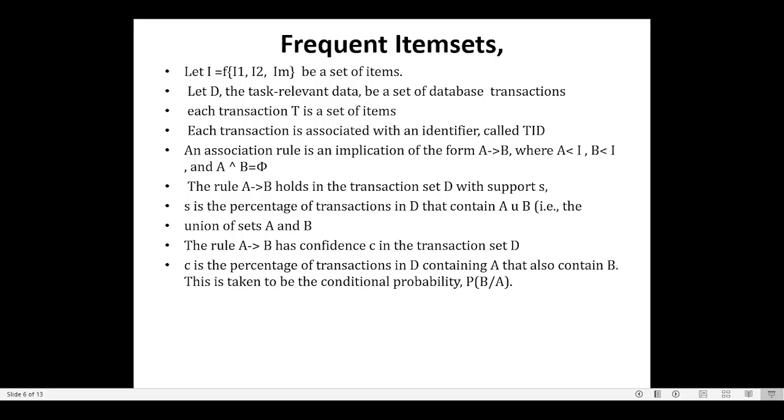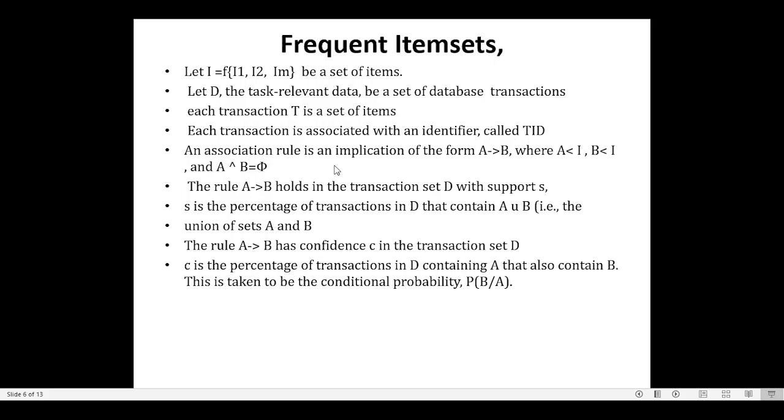Now let us understand frequent item sets and how they are denoted. Let I = {I1, I2, ..., Im} be a set of items, and D be the task relevant data, a database of transactions. So I is a set of items, D is the database of transactions. A transaction is denoted by T, and it is a set of items. Each transaction is associated with an identifier called TID.